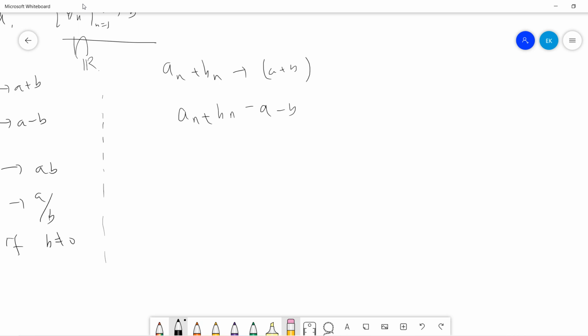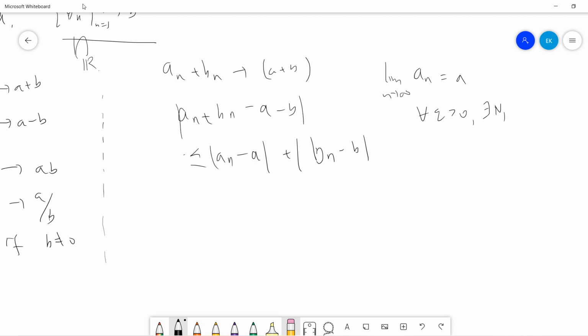So the first one is very easy, because I can look at a_n plus b_n minus a minus b, right? This is less than or equal to |a_n minus a| plus |b_n minus b|. Since the limit as n goes to infinity of a_n is a, for epsilon greater than 0, I can choose n1 such that when n is greater than n1, |a_n minus a| is less than epsilon divided by 2. Same for b_n.